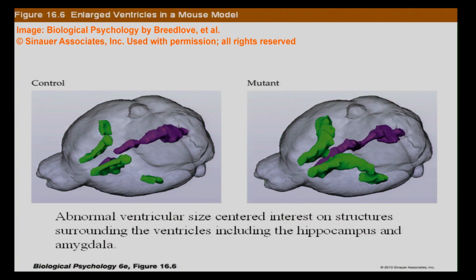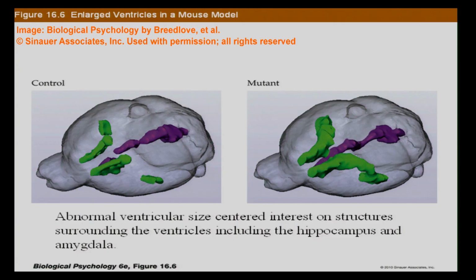Here's a control mouse, with the green being the lateral ventricles on the right and left side, and here's the mutant mouse where these green areas become much more enlarged. That means that the same area taken up by the enlarged ventricles is less area for cells of your cerebral cortex and subcortical structures. So abnormal, that is larger, ventricular size, centered interest on structures surrounding the ventricles.